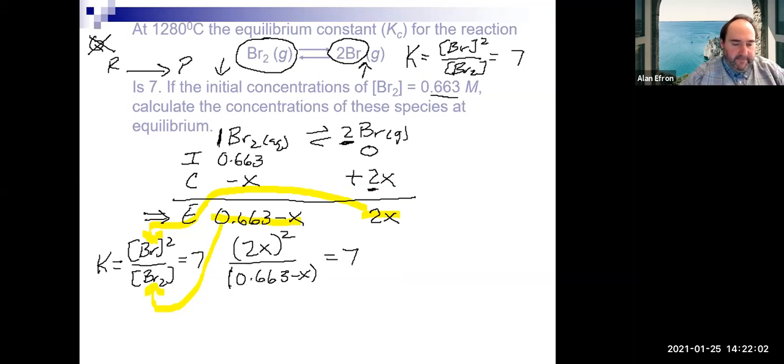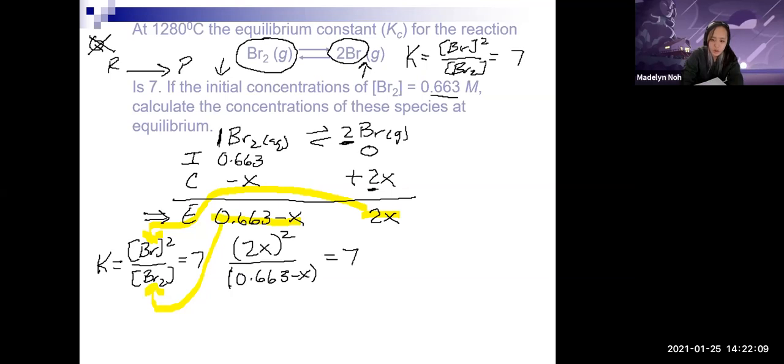I have a question. So for the change, is it always gonna be x, or is there gonna be equations where those change values will be given to us?